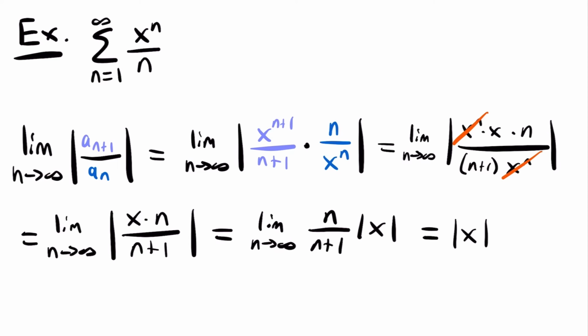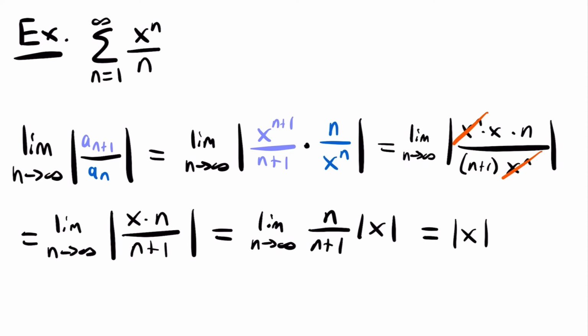And so we don't know what x is, but we know that whatever this is equal to, for this limit, it needs to be less than 1 in order for our power series to converge, right? That's from the ratio test. As long as the value of this limit is less than 1, our series converges. And so we can set the absolute value of x to be less than 1, and solving for x will tell us what values of x make this power series convergent.